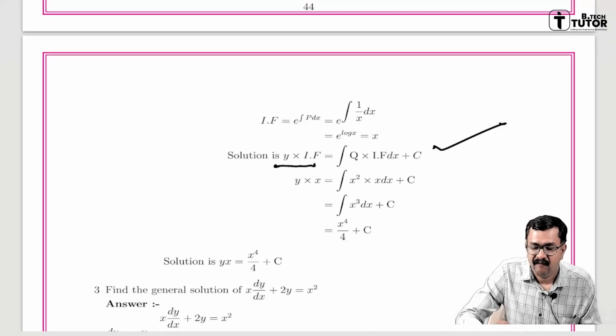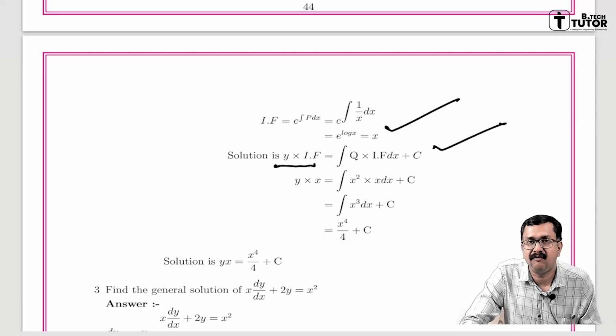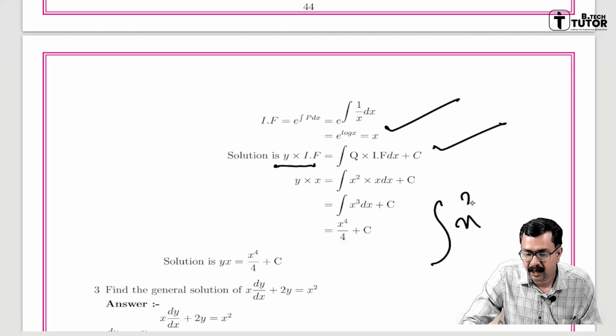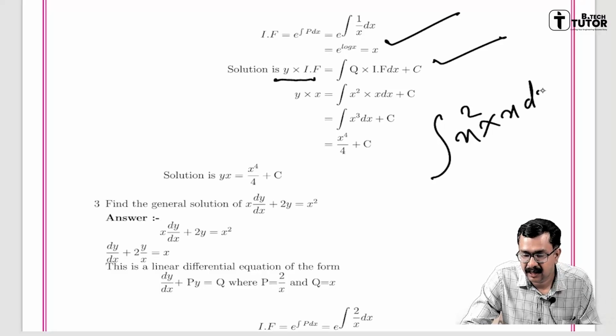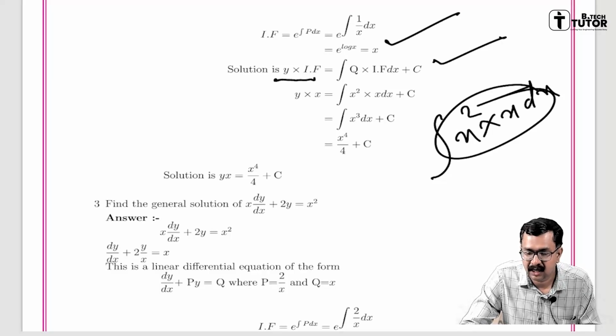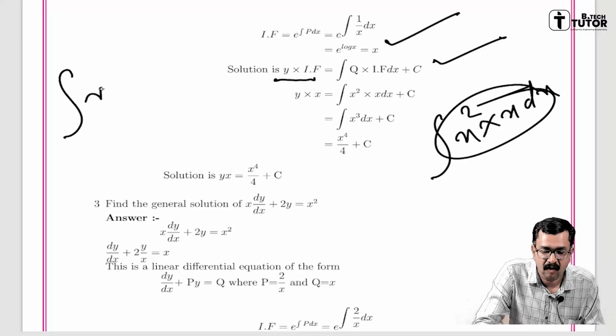That is y into IF. What is our IF? Integrating factor is x. Therefore, y into x equals the integral of q. What is q? x square into q is x square into x dx.